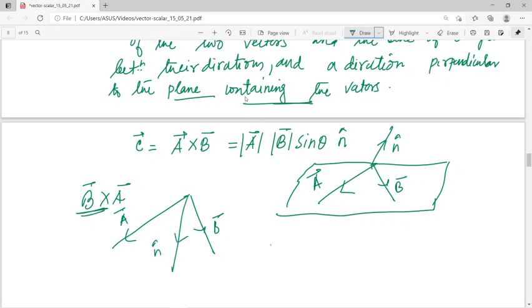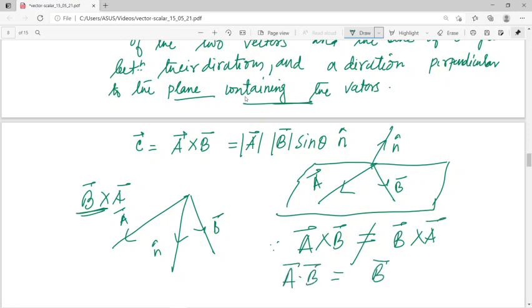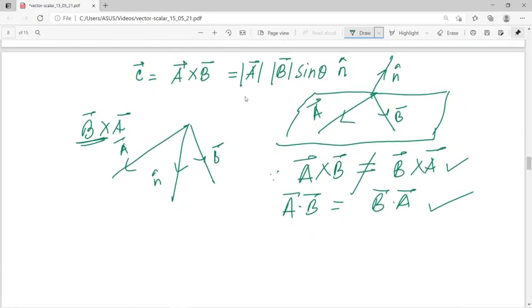That means A cross B you cannot write as B cross A, whereas you can say A dot B you can write B dot A, because both will give you the same result. But when we are dealing with vectors, since the direction of A cross B is not the same as the direction of B cross A, you cannot write A cross B equals B cross A. Now the formula is this.